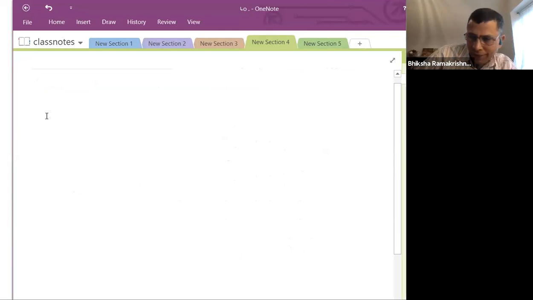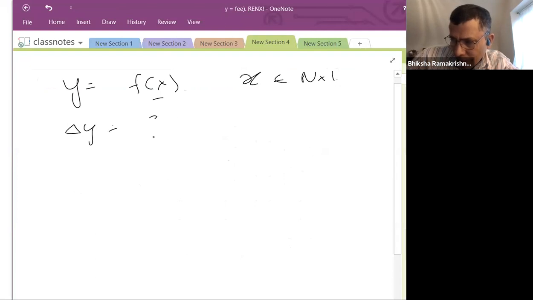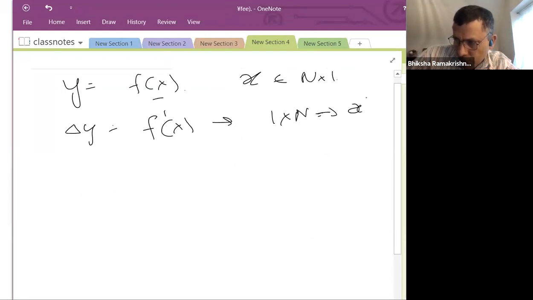We found that when I write y equals f of x, and x belongs to n cross 1, then delta y equals f prime of x, which belongs to 1 cross n, the same space as the transpose of x.